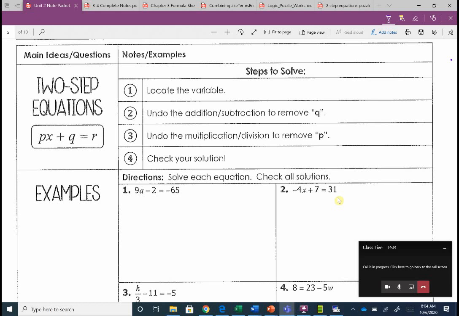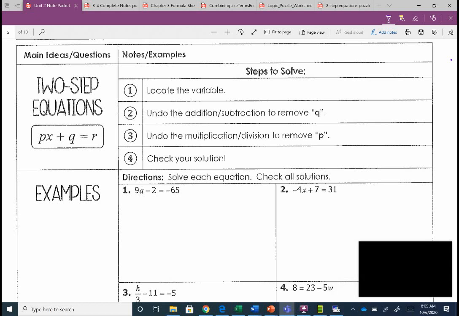And let's go to page 5 in our packets. We've spent the last few classes, we spent a lot of time with one-step equations. So we should be super familiar at this point with those inverse operations. So we should know what operations undo or are the opposite of the ones that are in our equation. Our goal is still the same.